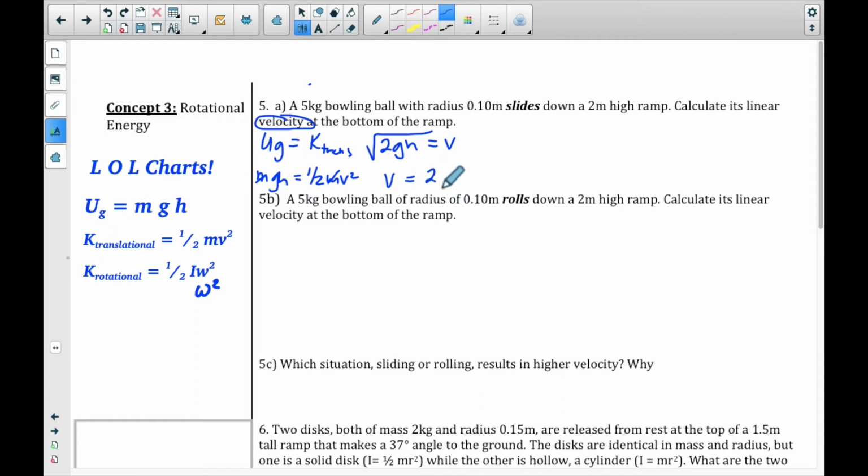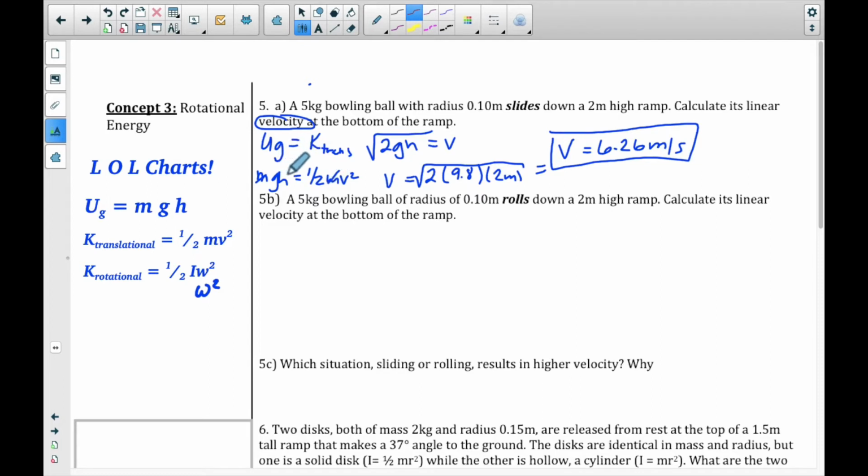And so it is 2 times g times the height, which is in this case 2 meters, and we just take the square root of that. So we're going to put that into our calculator and see what we get. And we get that the velocity is 6.26 meters per second. That's how fast it's going if it just slides. It doesn't roll. Well, what happens if it rolls? Because typically a ball is going to roll. Well, we're going to use a similar setup.